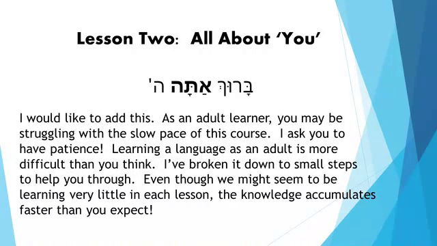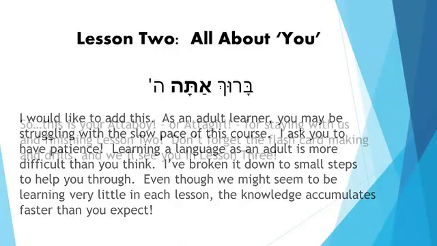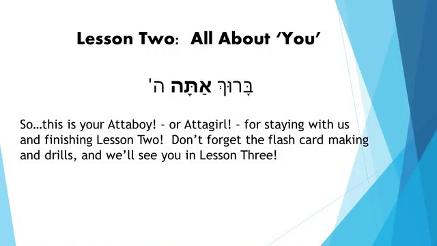I would like to add this. As an adult learner, you may be struggling with the slow pace of this course. I ask you to have patience. Learning a language as an adult is more difficult than you think. I've broken it down to small steps to help you through. Even though we might seem to be learning very little in each lesson, the knowledge accumulates faster than you expect. So this is your attaboy or attagirl for staying with us and finishing Lesson 2. Don't forget the flashcard making and drills, and we'll see you in Lesson 3.